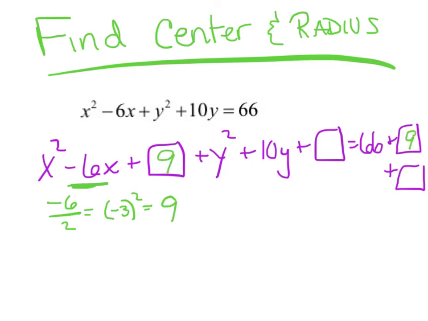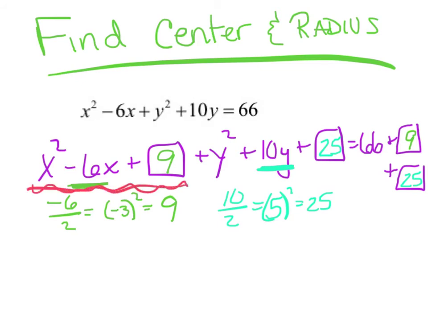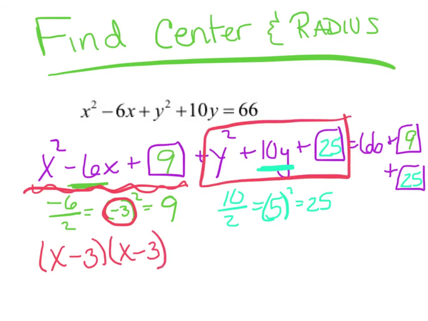Then same idea with the y's. I'm going to take that middle term, positive 10 divided by 2 is 5, square 5, and you get 25. Add that to both sides. Now basically all you got to do is factor this term here. And if you ever get stuck, it's always the number you squared. So I've got x minus 3 and x minus 3. And again, I have to factor this term, and it's always the number I squared. Y plus 5 and y plus 5.